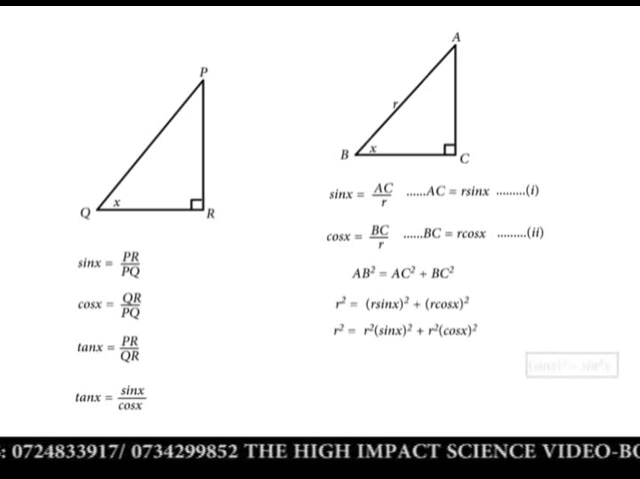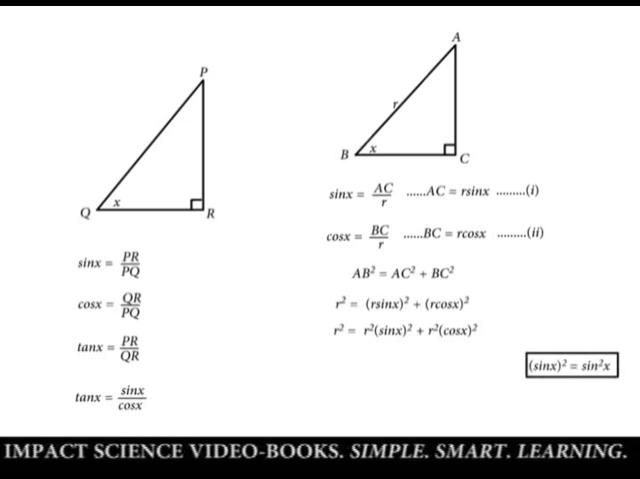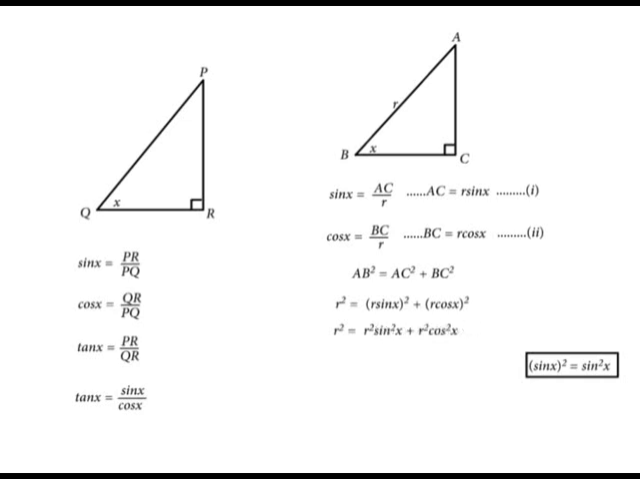Sin X squared is the same as sin squared X, and therefore we shall have R squared is equal to R squared sin squared X plus R squared cos squared X. If we divide both sides by R squared, we shall get 1 is equal to sin squared X plus cos squared X, and we call that equation 3. It is also true that tan squared X is equal to sin squared X over cos squared X, and we call that equation 4.